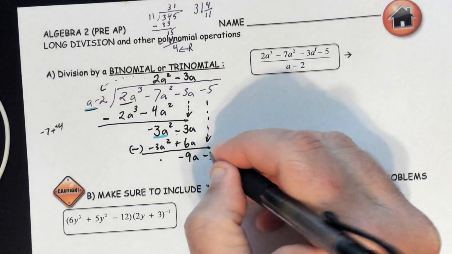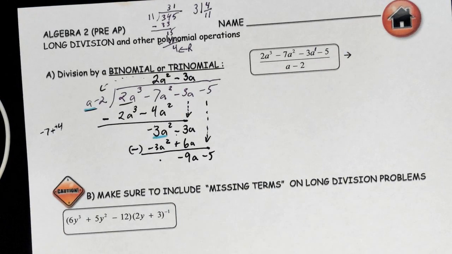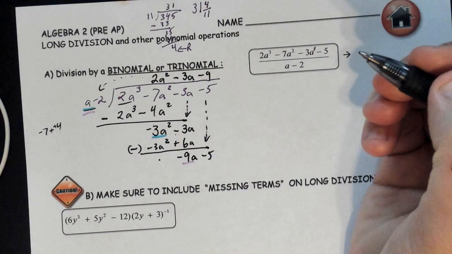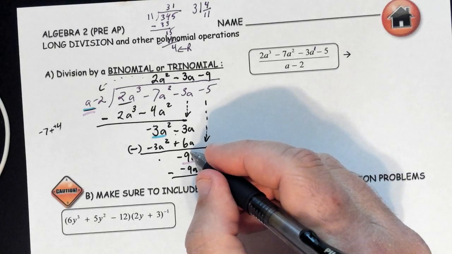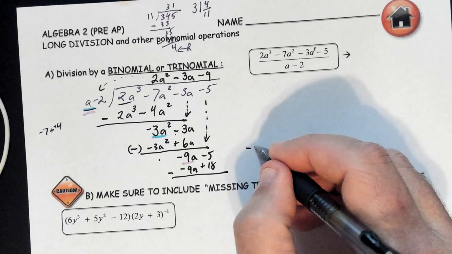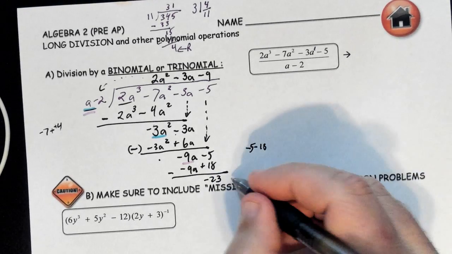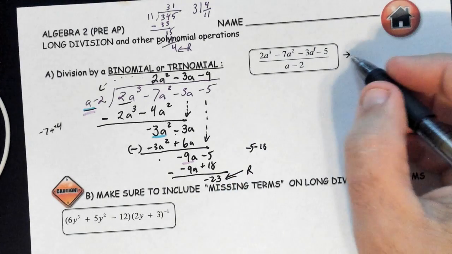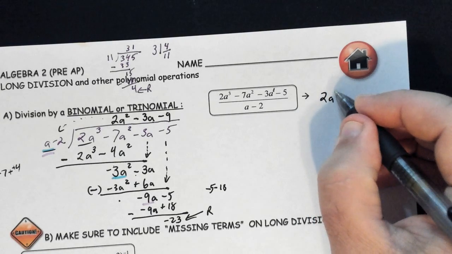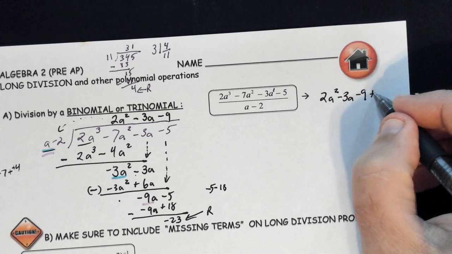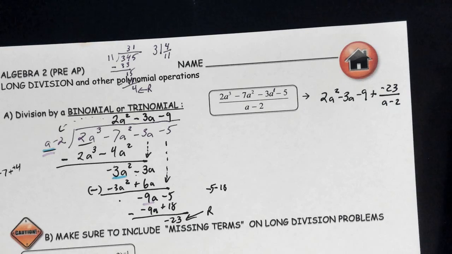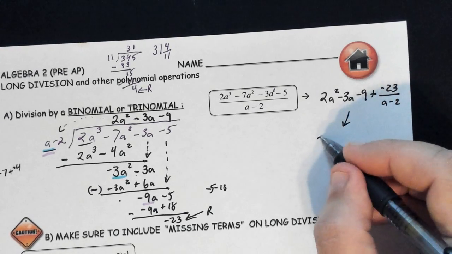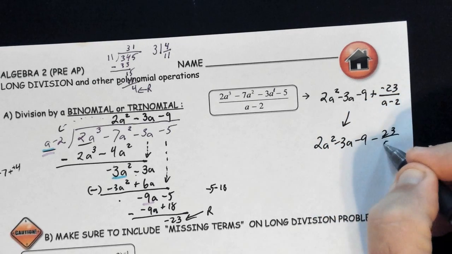Bring down the last term, and we're going to repeat one more time. What do we need to multiply by a to get negative 9a? A negative 9. So we multiply: negative 9a plus 18, and we subtract. First terms again should always cancel. Negative 5 minus 18 is negative 23, and that is my remainder. So my final answer is going to be written as 2a squared minus 3a minus 9 plus negative 23, that's my remainder, over what I divided by, the divisor, a minus 2. I always think that is the safe way to write it, and you can also write it as 2a squared minus 3a minus 9 minus 23 over a minus 2.